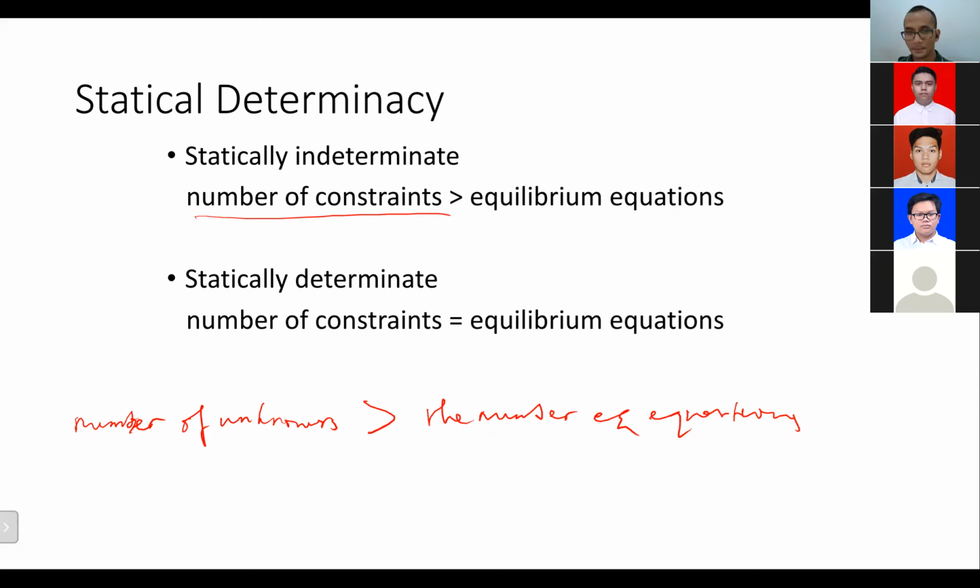The number of unknowns is more than the number of equilibrium equations. Okay, I can read it.